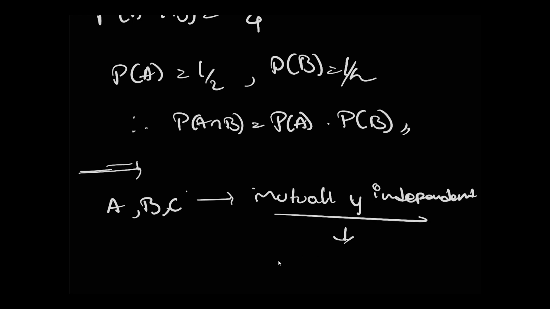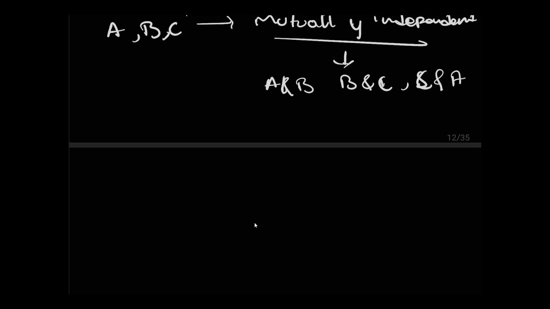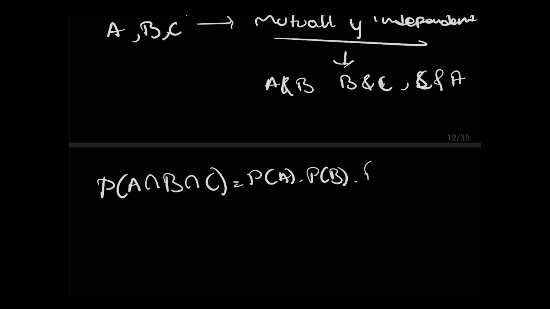Mutually independent means no two are dependent on each other. It means A and B are independent of each other, B and C are independent of each other, and C and A are independent of each other. Then we can write that probability of A intersection B intersection C is probability of A into probability of B into probability of C.